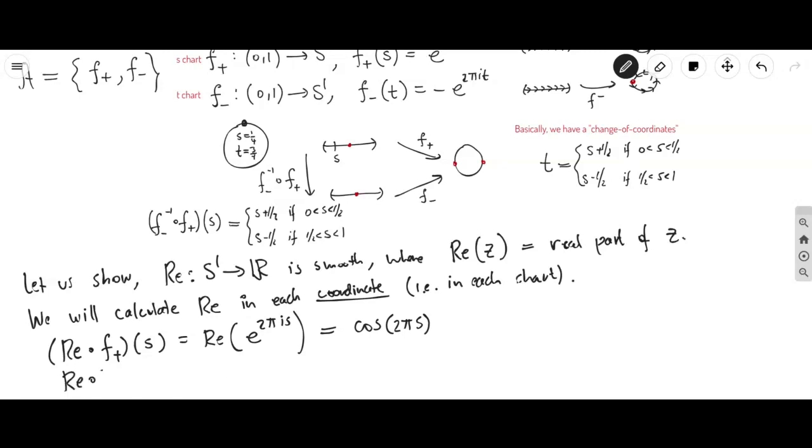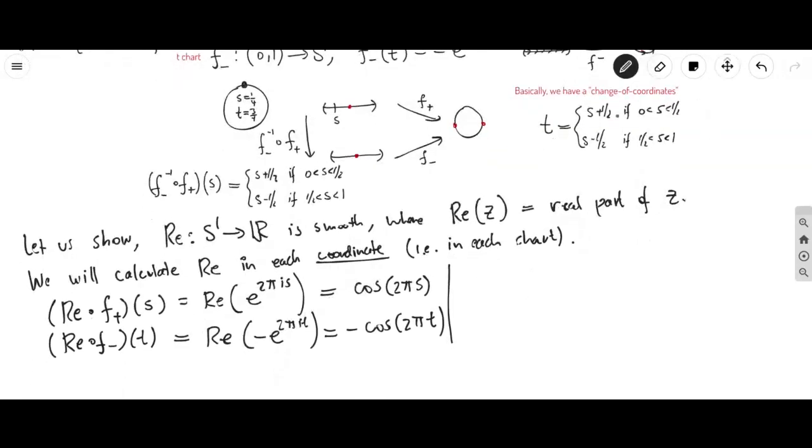And if you do Re composed with the negative chart at t, that would be the real part of negative e to the 2 pi i t. And by Euler's identity, that would be negative cosine 2 pi t. Now I'm going to show you the sloppy way you write this. So this would be sloppy notation. So sometimes what we would do is we would write Re of s is equal to cosine 2 pi s, and we would write Re in terms of t to be negative cosine 2 pi t.